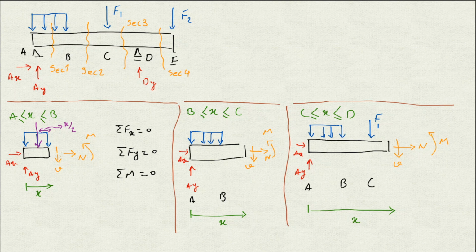And the very same thing, we cut it at section 4, and again we draw the free body diagram for the X going between D and E. So X starts at D and ends at E, and we draw the free body diagram and then find the internal forces. Each of these sections we draw will give us the same. So I will also put it up here.